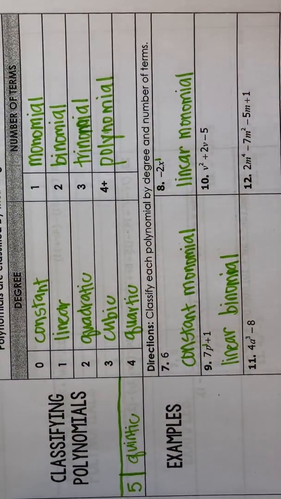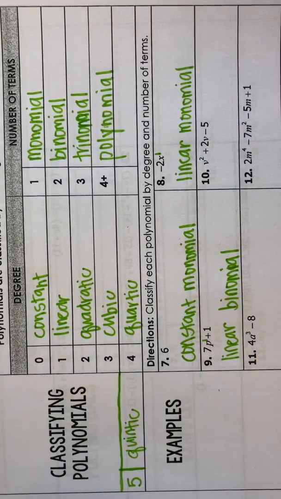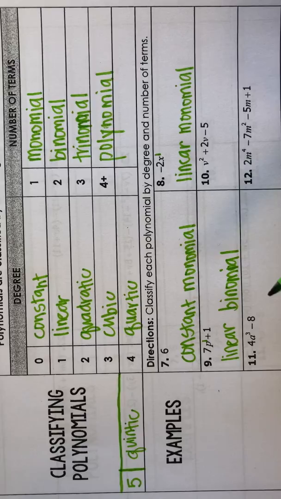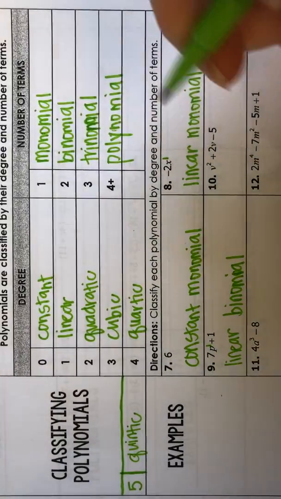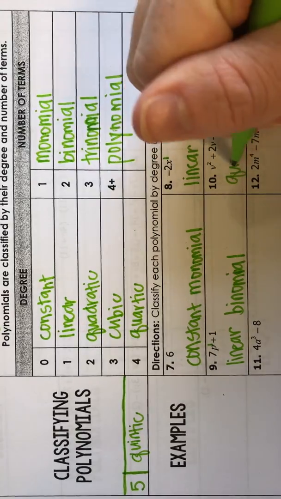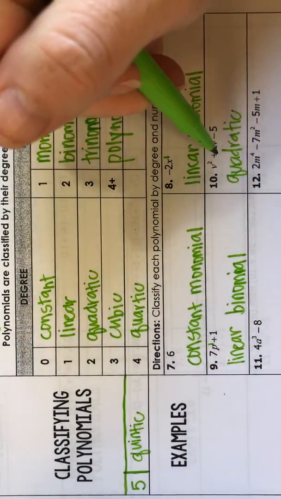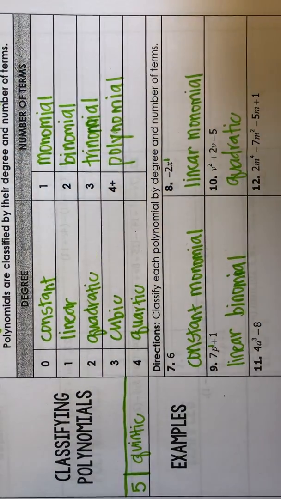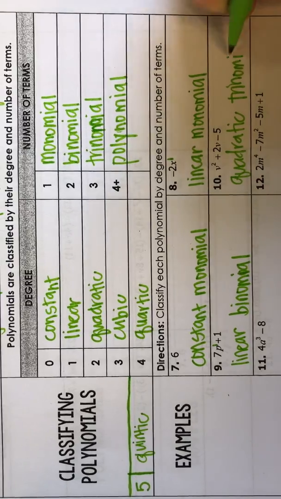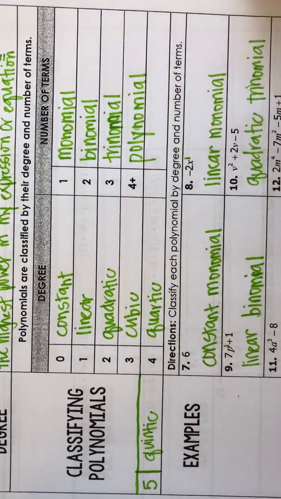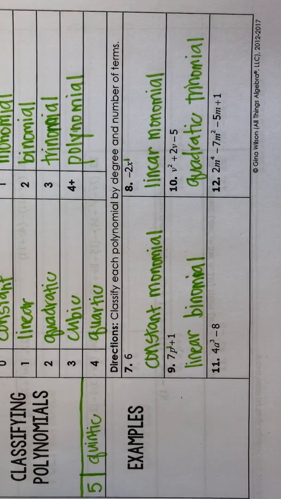Okay? So we have a constant monomial, a linear monomial, a linear binomial, and then right here my highest power is 2, so that makes this quadratic. And I have 1, 2, 3 terms, so I'm going to name that a trinomial. So a quadratic trinomial.